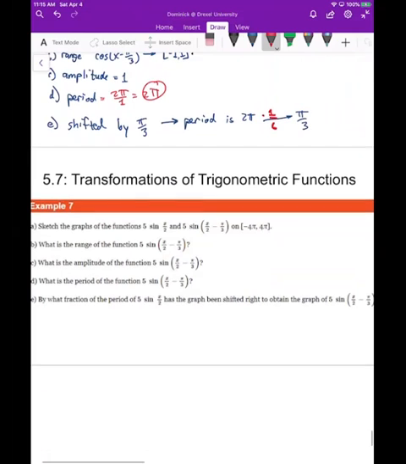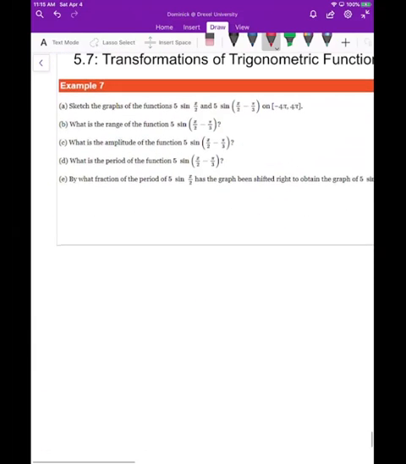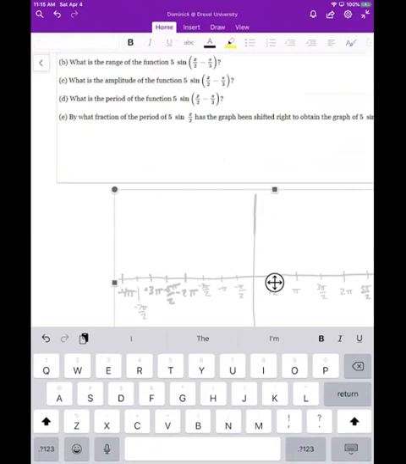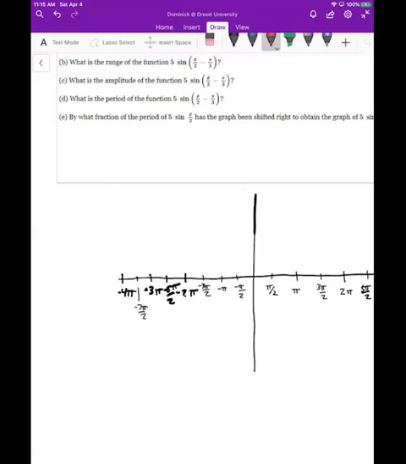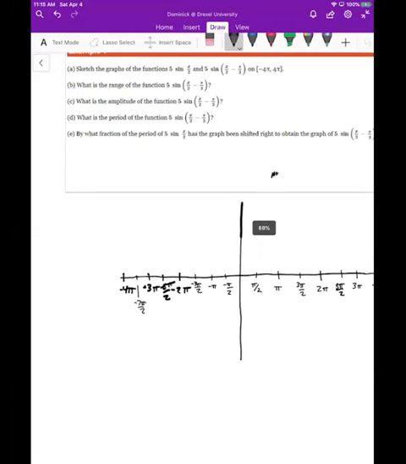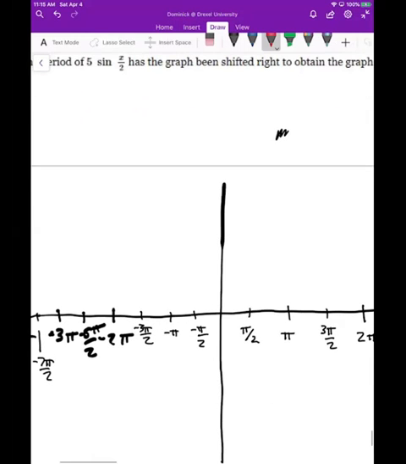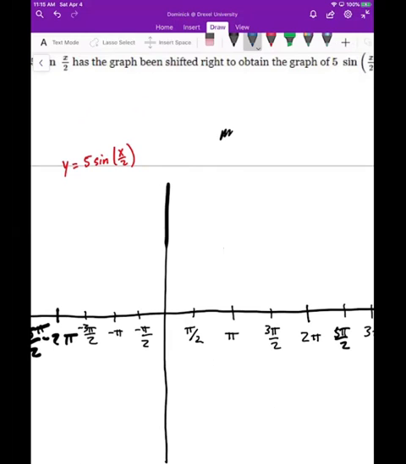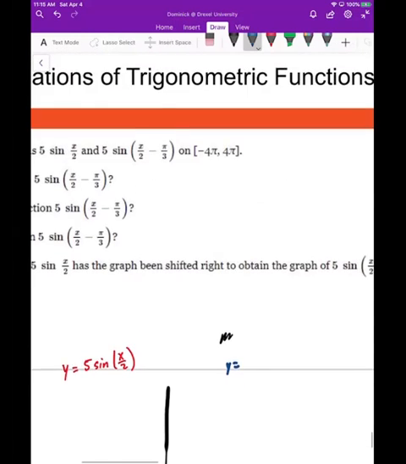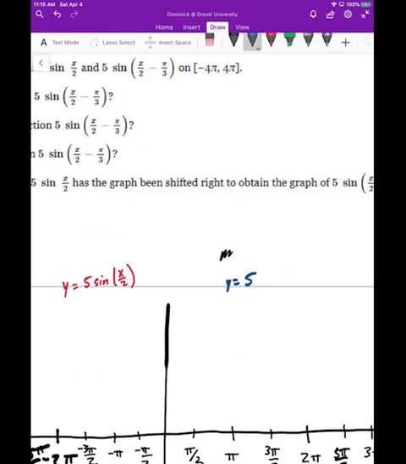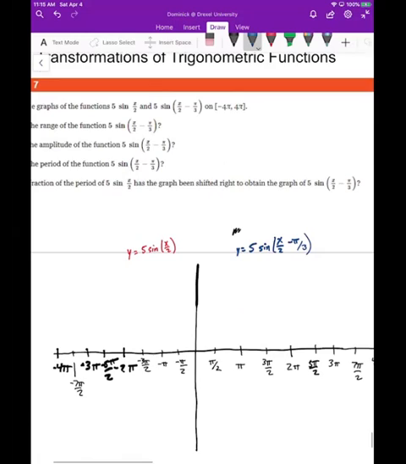Okay, one last example. So we're going to look at two graphs again. And here the graphs will be a little bit more tricky. Okay, but we want to graph, and here we'll just do this using the form that each function is in, right? So we want to graph y equals 5 times sine of x over 2, and also 5 times sine of x over 2 minus pi over 3. All right, so we'll show the quick way to do this.